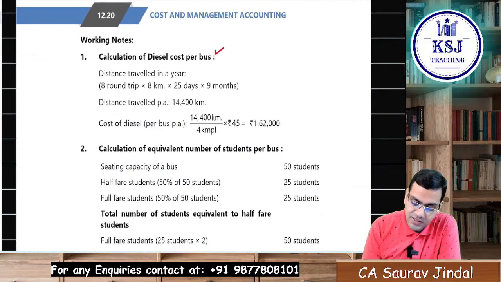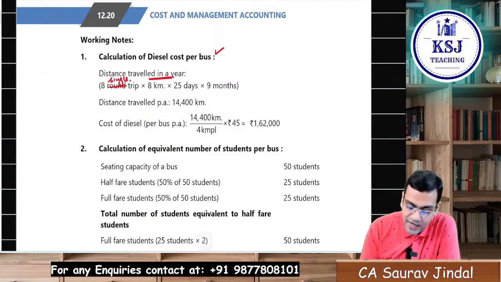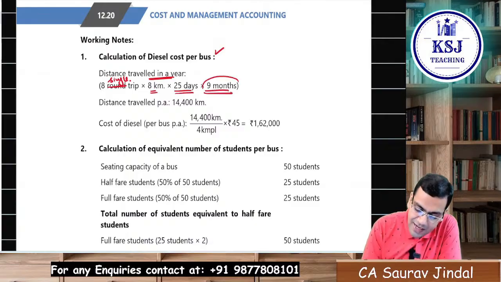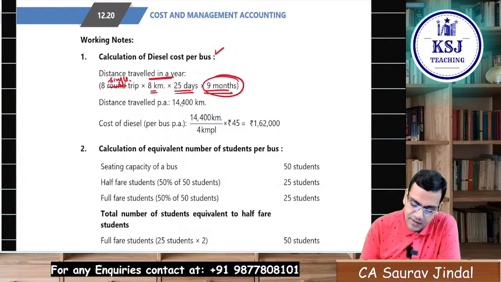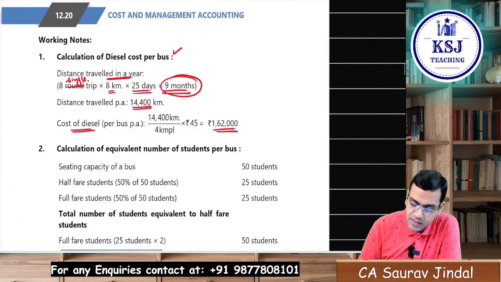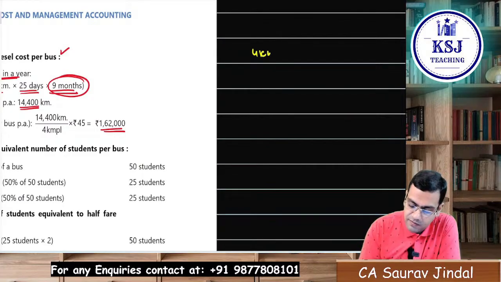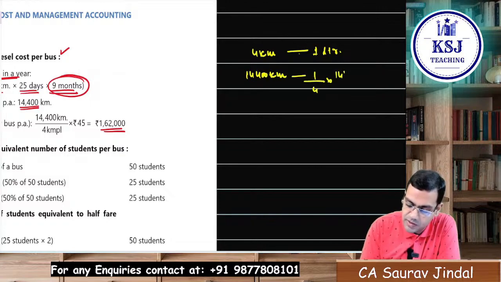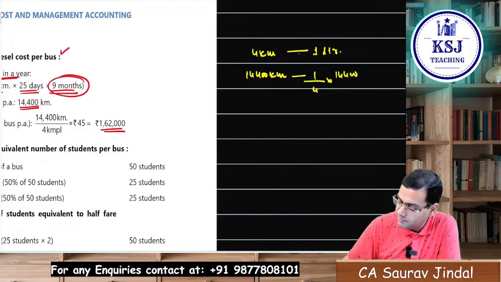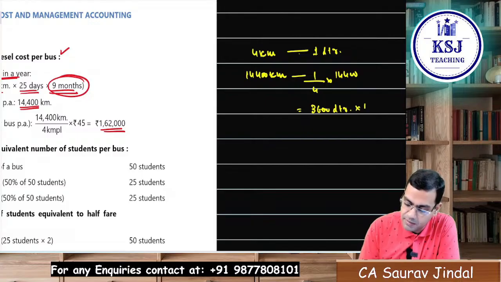First, the distance travelled: 8 single trips, sir, not round trips. 8 single trips into 8 kilometers into 25 days into 9 months. Important. This is the distance being travelled. He says in 4 kilometers 1 liter of the diesel is consumed. So in 14,400 kilometers, how much diesel will get consumed? Divided by 4, that is 3,600 liters of diesel will get consumed, multiplied by 45 rupees per liter.